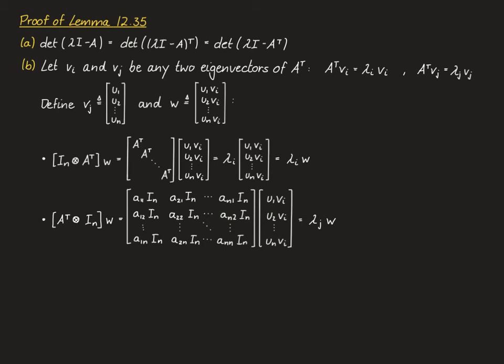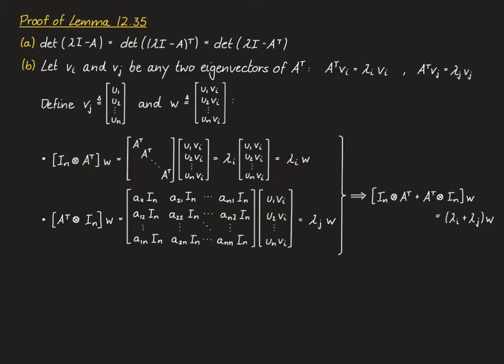Next, observe that w is also an eigenvector of the matrix defined by the Kronecker product of A transpose with In, because this matrix times w is equal to lambda j times w, as it can be seen by taking a closer look at the matrix that results from the Kronecker product and the vector w, and the mechanics of this matrix vector multiplication.